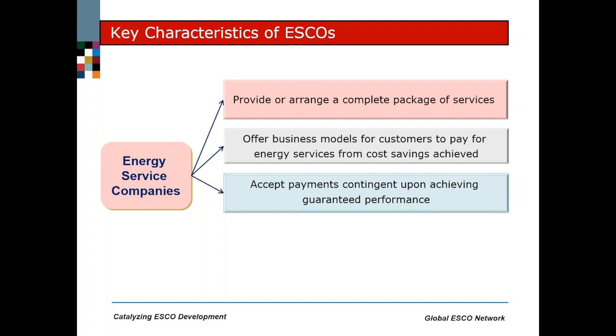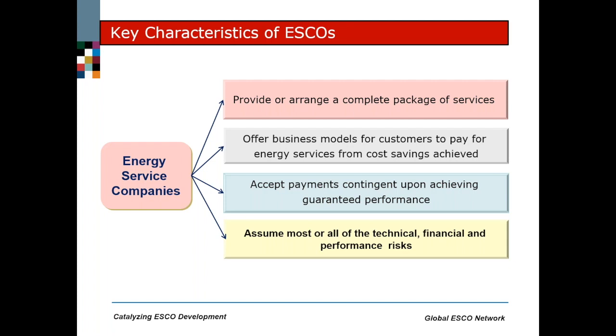ESCOs also accept payments contingent upon achieving guaranteed performance. This is a very important characteristic. These are performance-based contracts, performance-based functioning, and payments are only made when that performance target or performance guarantee is accomplished. And finally, ESCOs assume most or sometimes all of the technical, financial, and performance risks. And all these different ESCO business models we talked about generally have all of these characteristics.